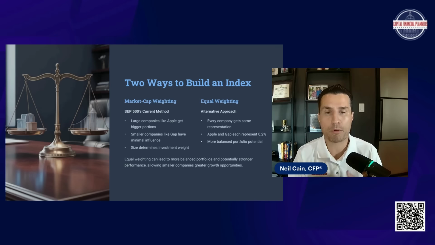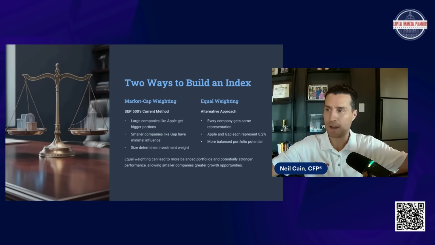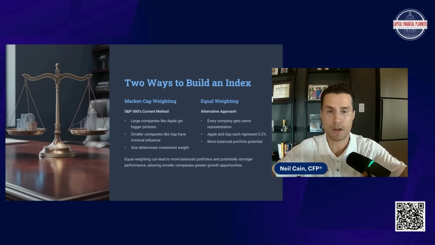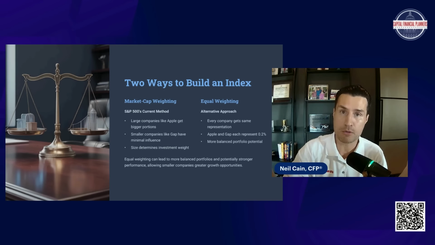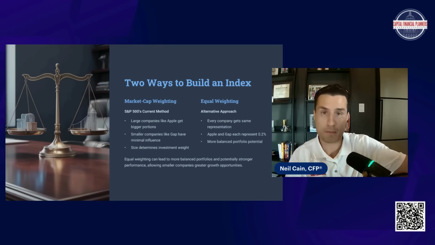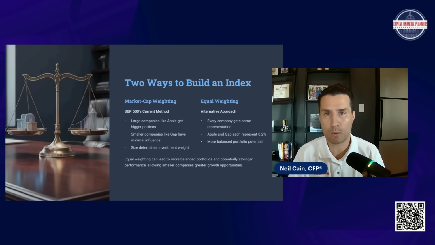The alternative approach to that is what's called equal weighting. In that approach, imagine 500 companies, and now we give equal representation in the index to all 500 companies, meaning that we're not going to skew some of these high valued companies like Apple to get a larger proportion of the index than some of these smaller companies. In that case, we have a more diversified S&P 500 index under what we call equal weighting.